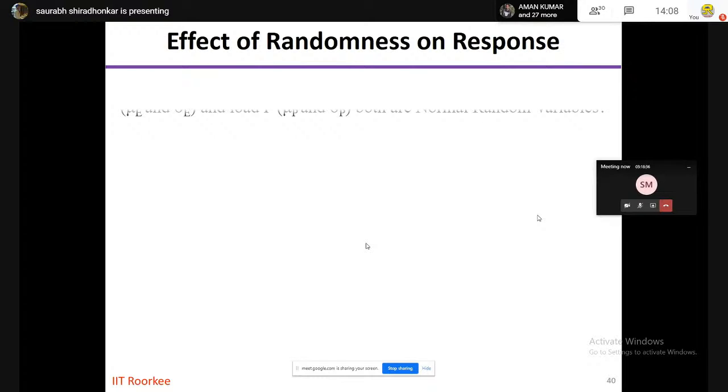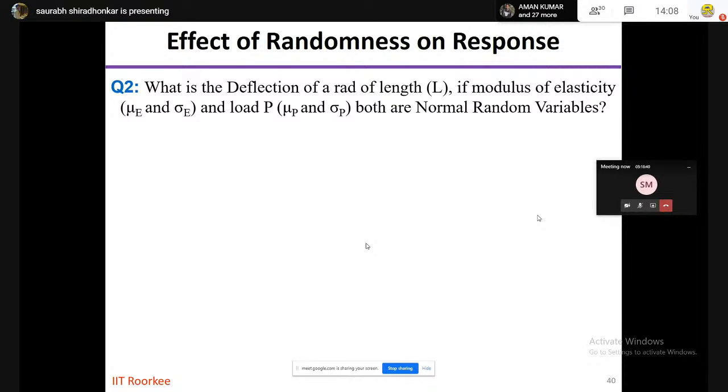Now, let's say I'm going further. I want to evaluate the deflection of the same rod having length L and cross-sectional area. But now I have two random variables. I have variation in modulus of elasticity, as well as the load that I am applying, which is also not constant. It is also varying. So I have the mean and standard deviation of modulus of elasticity, and I have the mean and standard deviation of the load. So both of these are normal random variables. So how do I figure out the deflection now? How do I figure out the statistics of deflection, which is the mean deflection and standard deviation of the deflection?